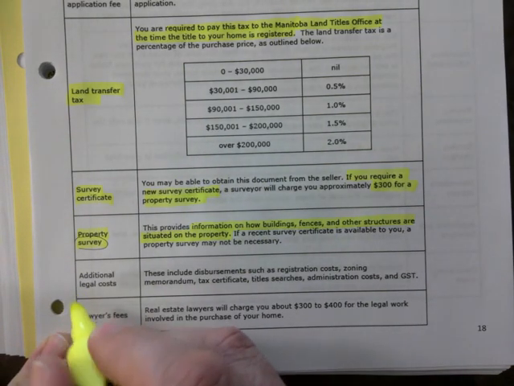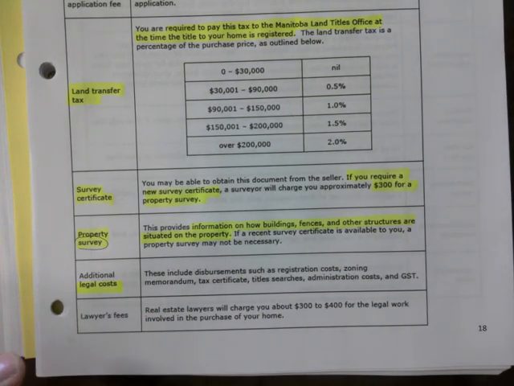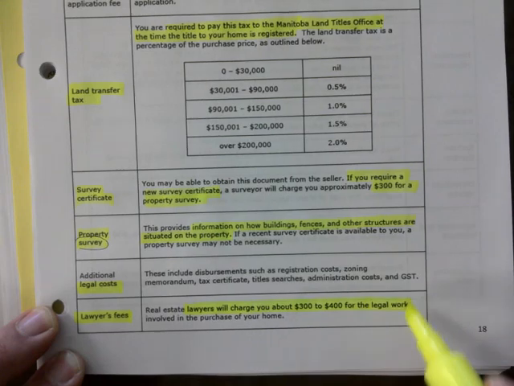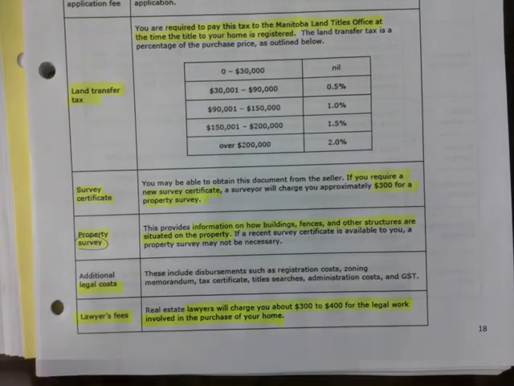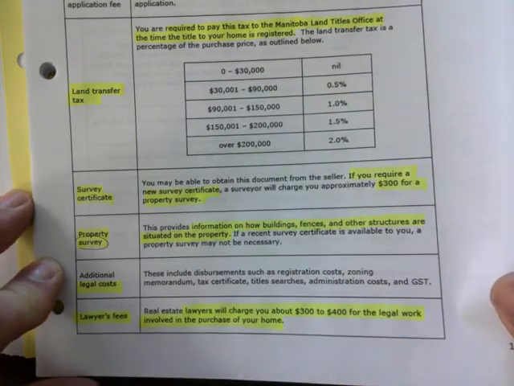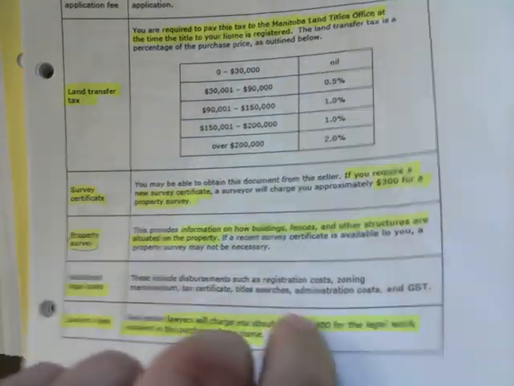Legal costs, guys, that's huge. And there it is, lawyer fees. Why do you need a lawyer? They will charge you $300 to $400 to do the legal work involved in the purchase of your home. You need a lawyer when you make these transactions. Real estate lawyers make sure that the titles get transferred properly. And yeah, they charge $300 to $400, maybe even $500. That's a lot of money. It adds up. It's a one-time payment, unless you're consistently in trouble with the law. Then you should maybe do a payment plan.